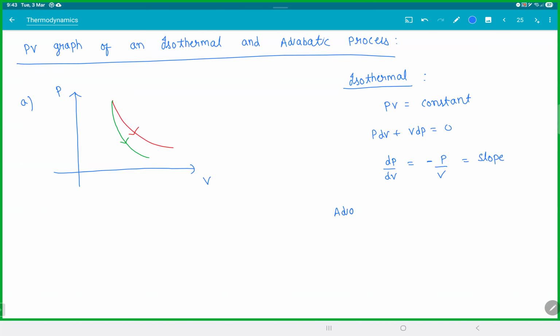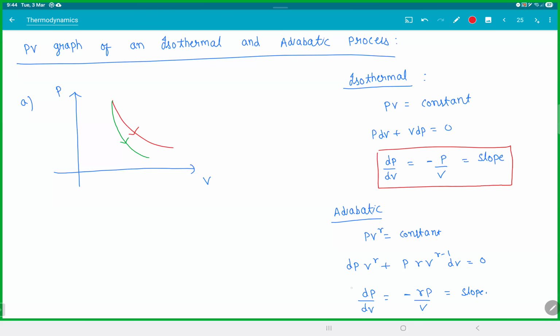Similarly, you do the same thing for adiabatic. Here PV to the power gamma is constant. This will be dP V power gamma plus P gamma V power gamma minus 1 dV is equal to 0. And when you do this, dP by dV, you end up with minus gamma P by V. So you can clearly see the slope of an adiabatic process is more negative.